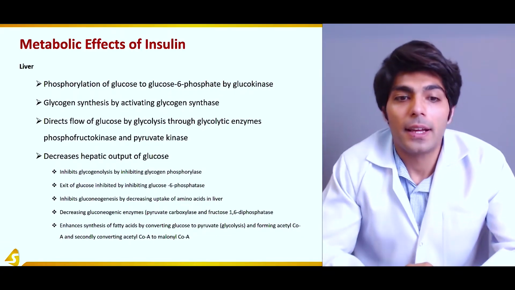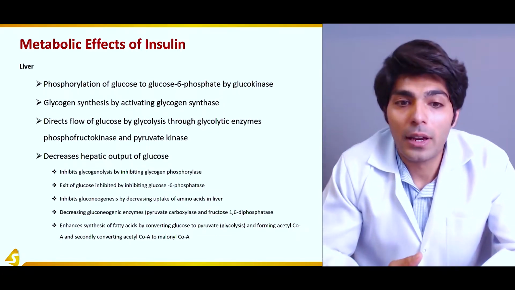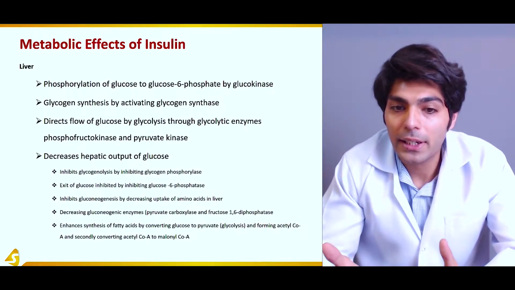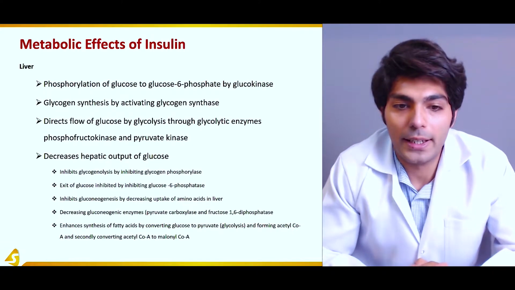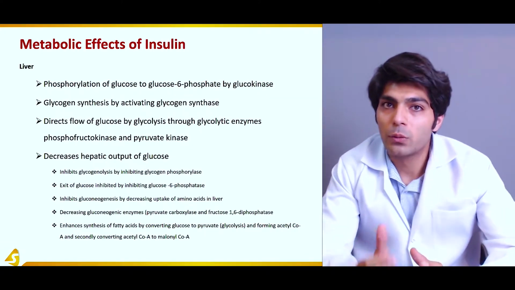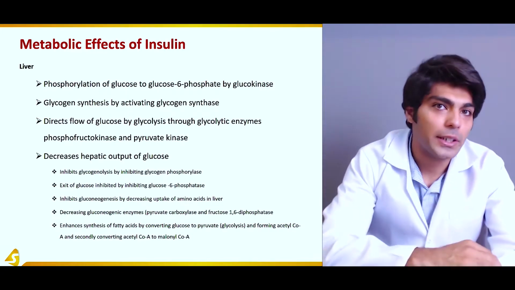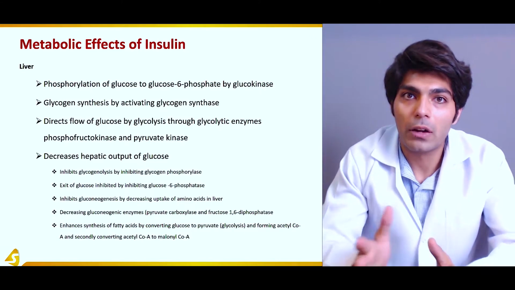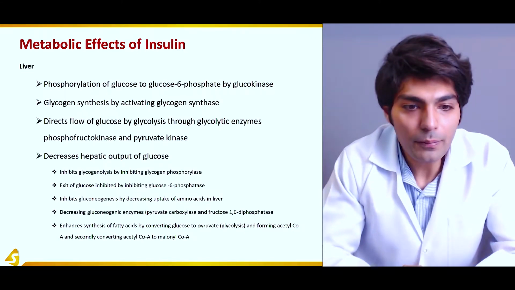From the liver cells, they inhibit glycogenolysis by inhibiting glycogen phosphorylase. So the breakdown of the glycogen, once the glycogen is broken down, it is converted into glucose. So it inhibits the breaking down of glycogen.